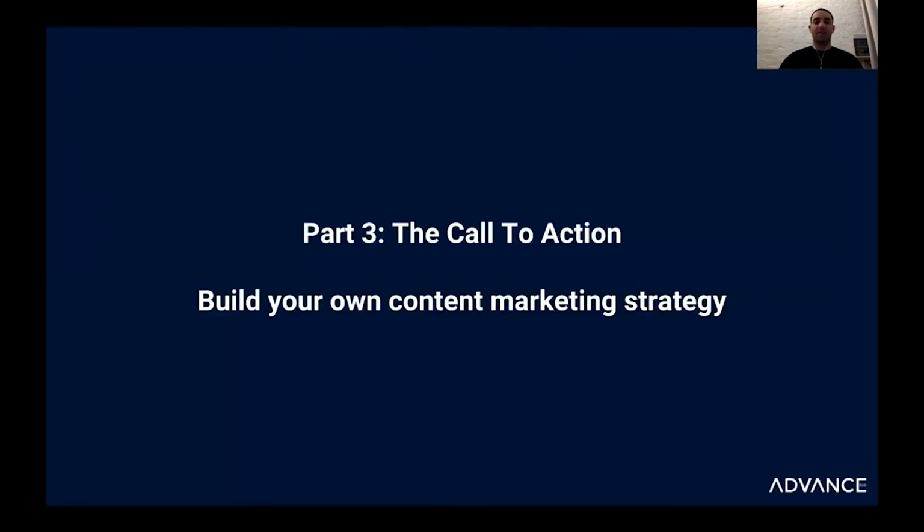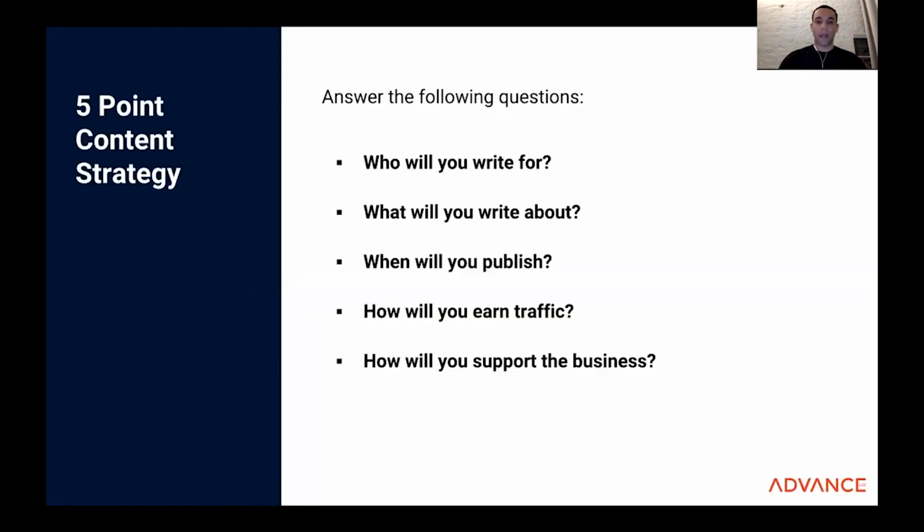So then the third part, how can we actually tie this together and create a very simple and short content marketing strategy? And really, in its most simple form, you can make a content strategy that essentially answers these 5 questions. So this is the 5-point content strategy, and this is something Jimmy Daly from Animalz has talked about on his blog. And it's a super simple way just to answer some questions and put together a content marketing strategy. So it's who will you write for, what will you write about, when will you publish, how will you earn traffic, and how will you support the business.